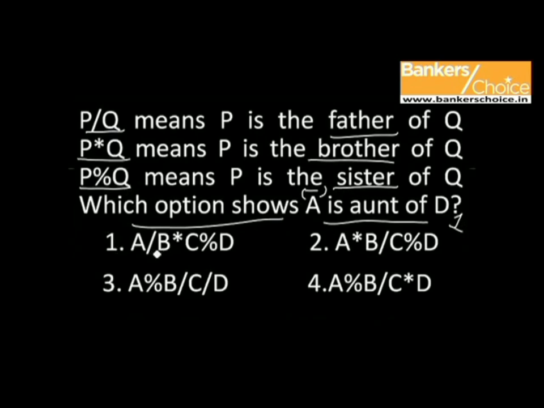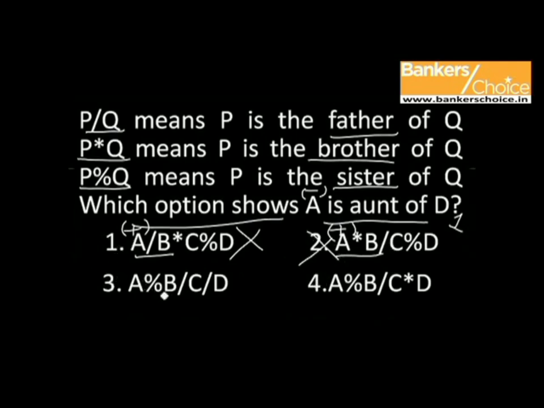If you look at option 1, A by B means A is father of B. That means the gender of A is male, which can be taken as a plus sign. So here itself I can say that option 1 cannot be the answer, since I want A to be a female person. If you go to the second option, A star B means A is the brother of B. That means again A here is a male person, so it cannot be the answer.